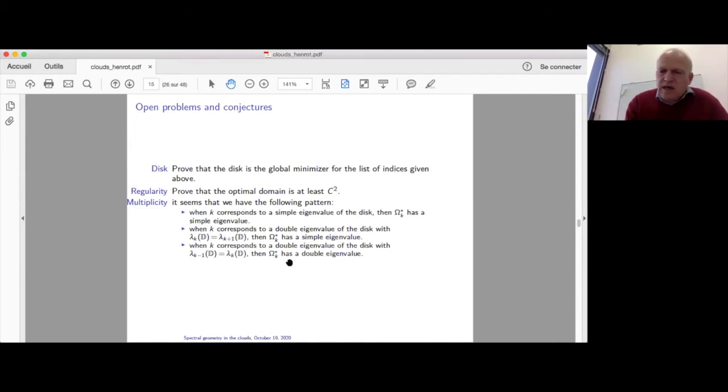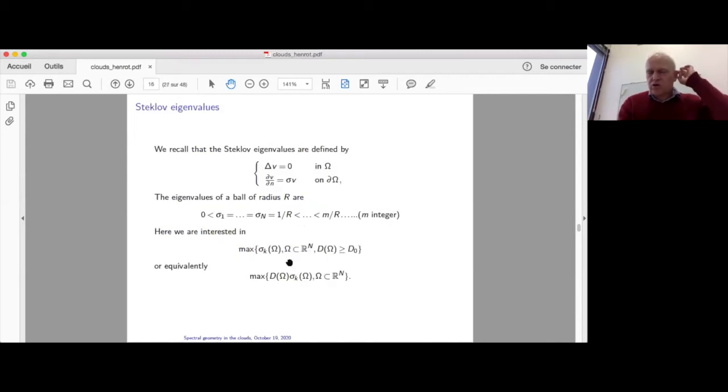Okay, so this is the end of the first part of my talk about Dirichlet eigenvalues. Now I am going to shift to Steklov eigenvalues. So I am looking at the Steklov problem on the domain omega. Laplacian of v is equal to 0, dv over dn is sigma v. And for example, for the ball, sigma 0 for me is equal to 0.